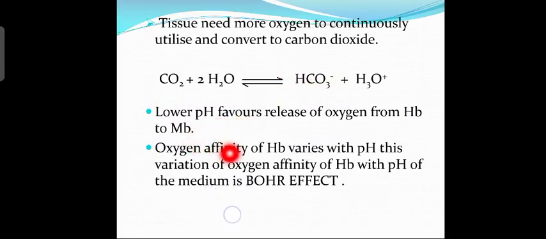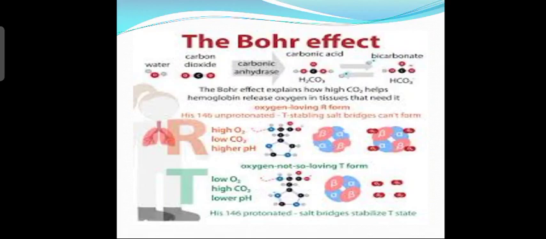So, oxygen affinity of hemoglobin varies with pH. This variation of oxygen affinity of hemoglobin with the pH of the medium is called Bohr effect. What is Bohr effect? The oxygen affinity of hemoglobin varies with the pH of the medium, so it depends upon the pH of the medium. This effect is called the Bohr effect. Okay, next slide. Now this is the symbolic representation of Bohr effect.